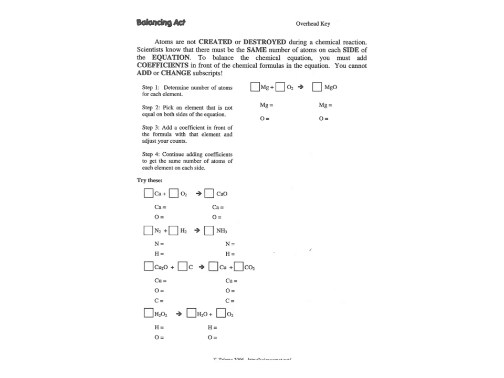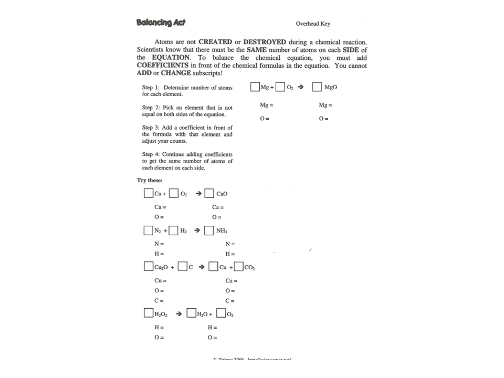All right, so we have been looking at atoms and chemical reactions, and I know that you have worked with counting atoms before. In Activity 16, there was an analysis question where you had to count the number of atoms. At the top of this balancing act, you can see atoms are not created or destroyed during a chemical reaction. Scientists know that there must be the same number of atoms on each side of the equation.